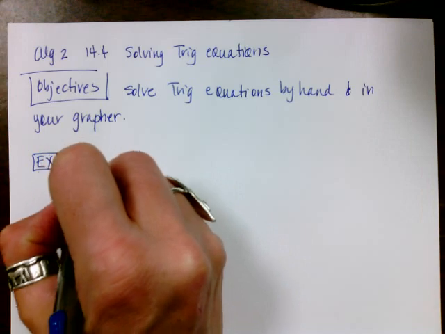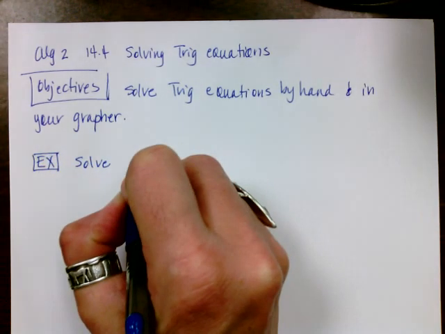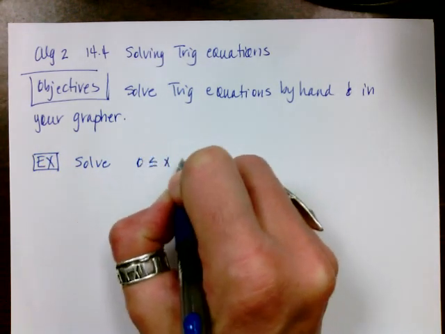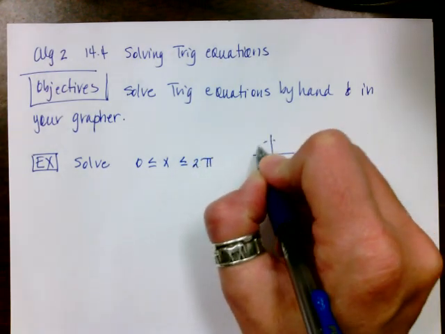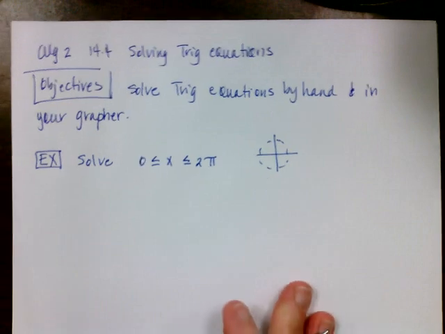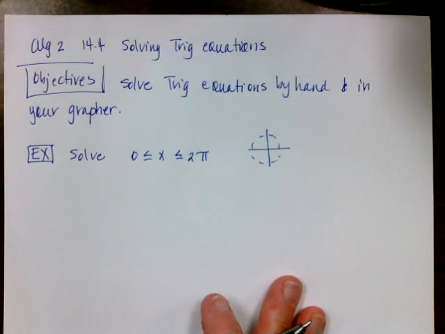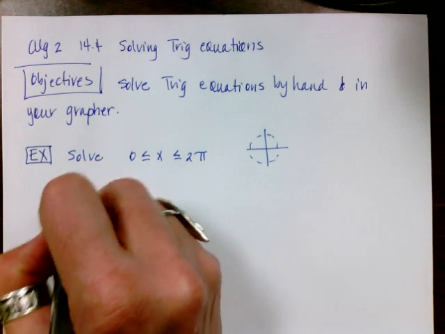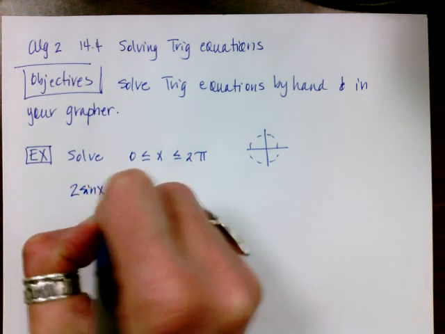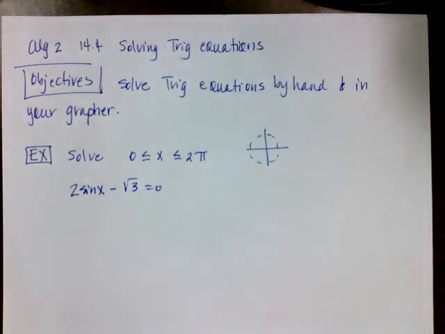The first one is going to say solve, and they're going to give you an interval: 0 is less than or equal to x is less than or equal to 2 pi. Basically what that means is I want to find the solutions within one rotation of the unit circle, and my equation is going to be 2 sine x minus radical 3 is 0.